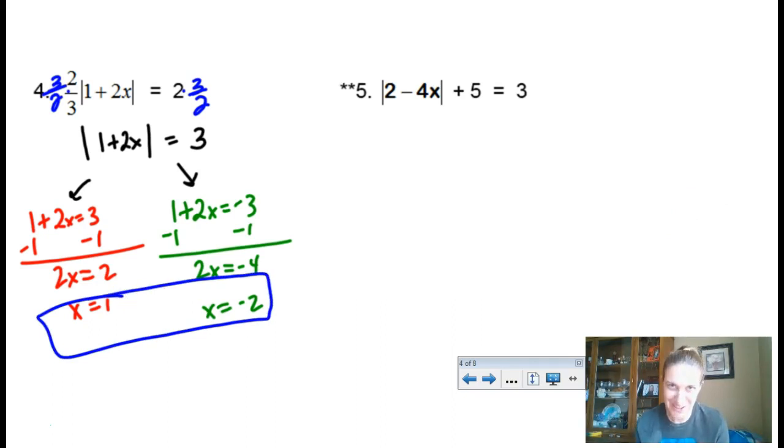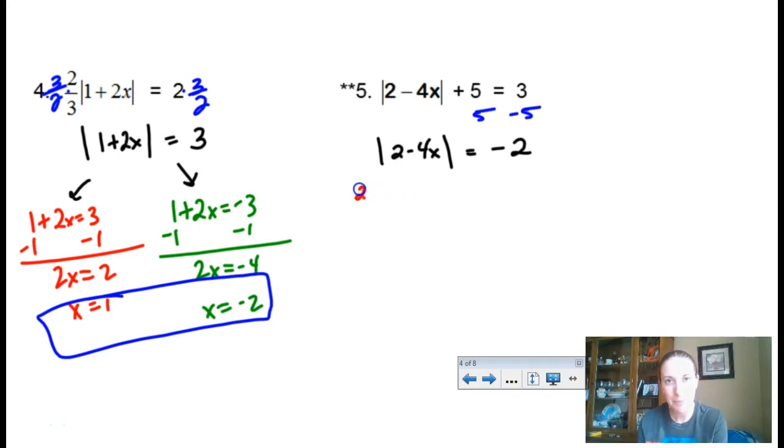Now, this next question has stars next to it, and I think we saw in another lesson that whenever I put stars next to a problem, that means something weird's going on. So it is true that the bars are not isolated yet in this problem, so we are going to have to isolate them. So we're going to subtract 5 from both sides of the equation, and we're going to set up that the absolute value of 2 minus 4x equals negative 2. Now, if you don't recognize that this already is kind of weird, let's pretend that we don't recognize that. And let's go ahead and set up the two problems.